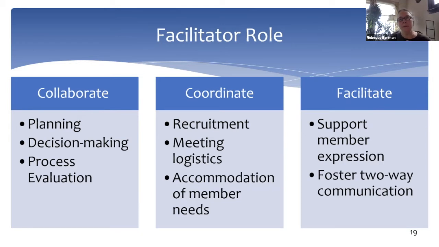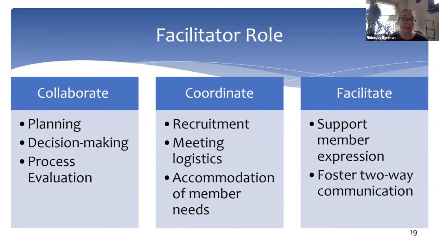I'm going to talk a little bit about the facilitator role, but I want to say the first thing that we have to realize about facilitators is that they're really a liaison. They are the person that interfaces between the provider staff, the academic partners, the members of the research advisory board, and the researchers who come to present to that board. So first of all, their role is to collaborate.